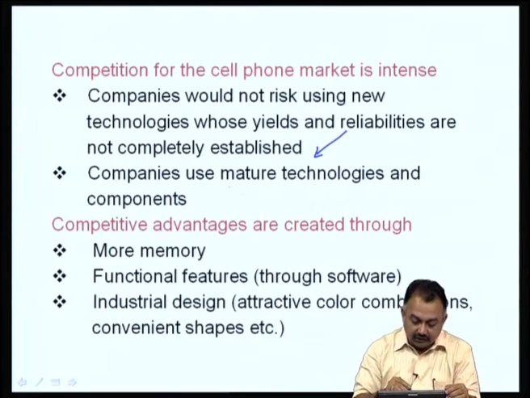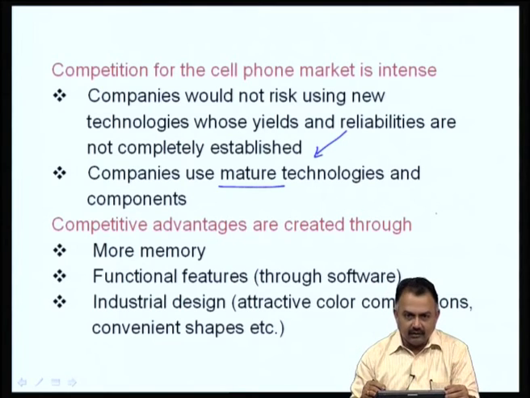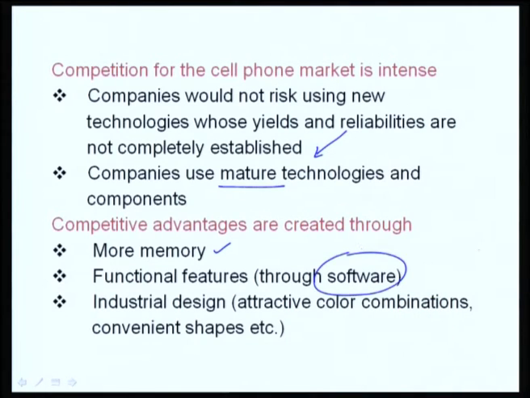So, companies use mature technologies which are at least a year or 2 old, have been tested for reliability performances. Advantages are created through more memory, functional features through software. So, software is not to be ignored here, and industrial design. So, this is not a course where we talk about industrial design, but you must appreciate the contribution of ID in the total product development, especially with regard to shapes, sizes, color combinations, the type of material used on the exterior surface, the type of buttons used, and so on.